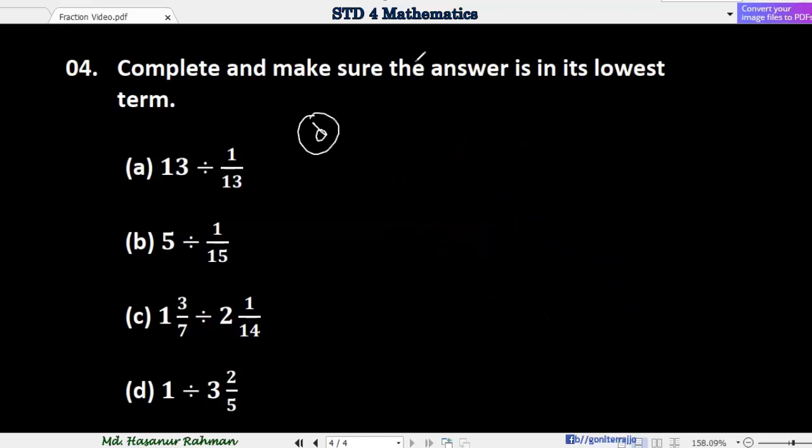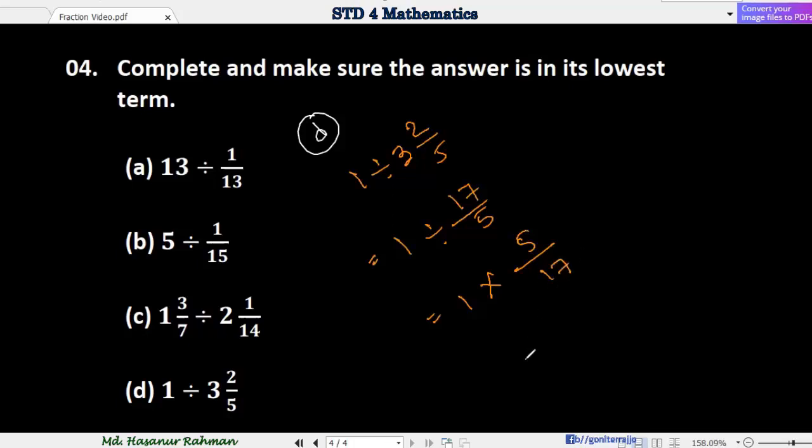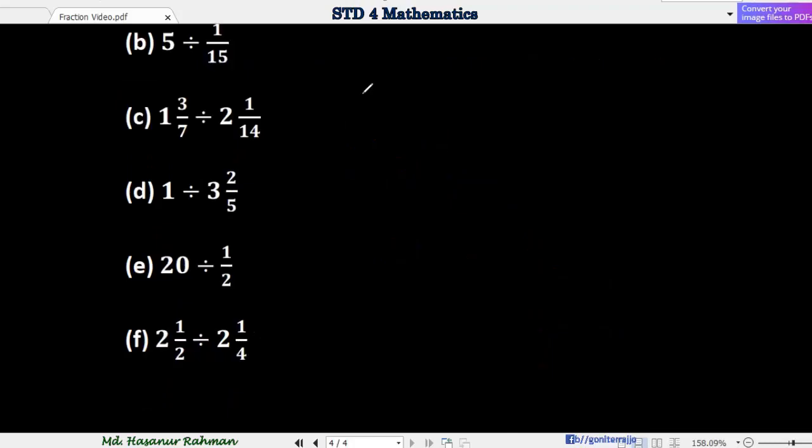Number D. Number D says, 1 divided by 3 whole 2 by 5. So that is, 5 threes are 15 plus 2, that is 17. So we have to convert this division into multiplication, and the reciprocal of 17 by 5 should be 5 by 17. So if we multiply any number by 1, then the answer will be that number. So 5 by 17 will be the answer. Very simple.